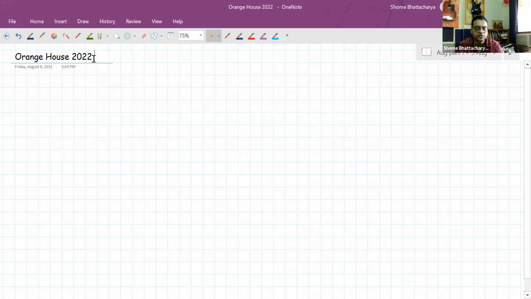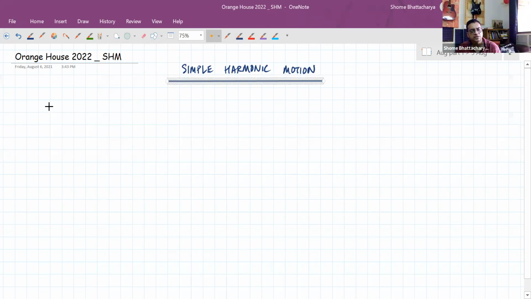So having finished properties of matter in the last lecture, we will start with the next section of physics, which is simple harmonic motion. So to begin with, a few basic definitions. Periodic motion.